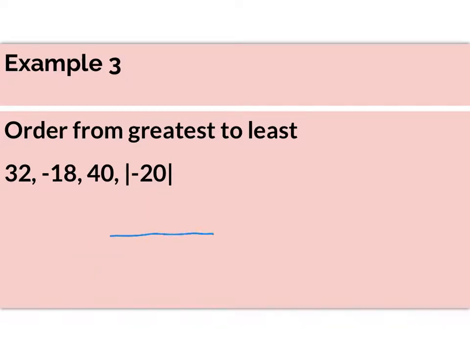And on a number line, you would have -18, put a 0 in for reference, 20, 32, and then 40. And this is how it would look on a number line. Now, do these two problems and practice for yourself.